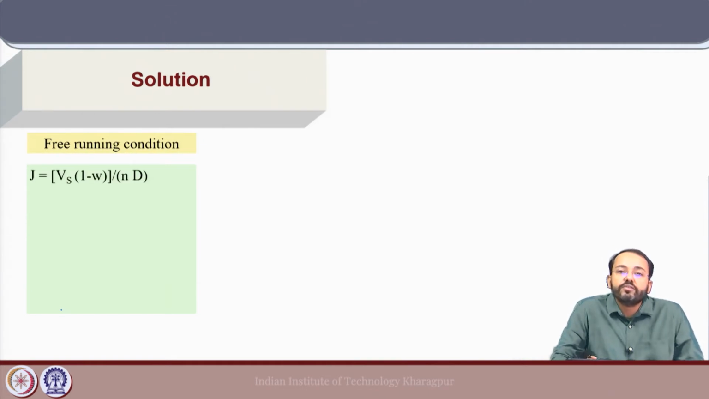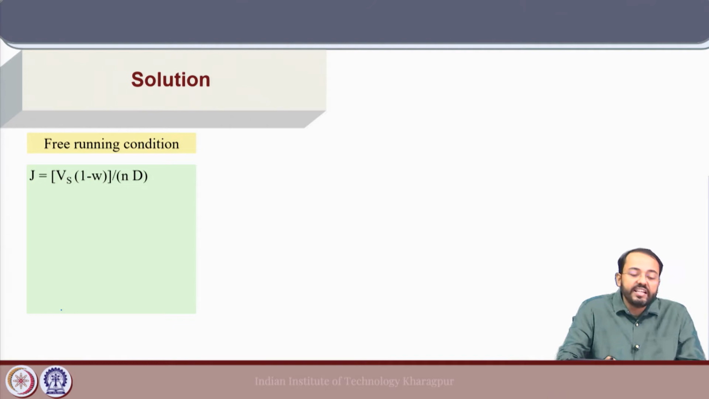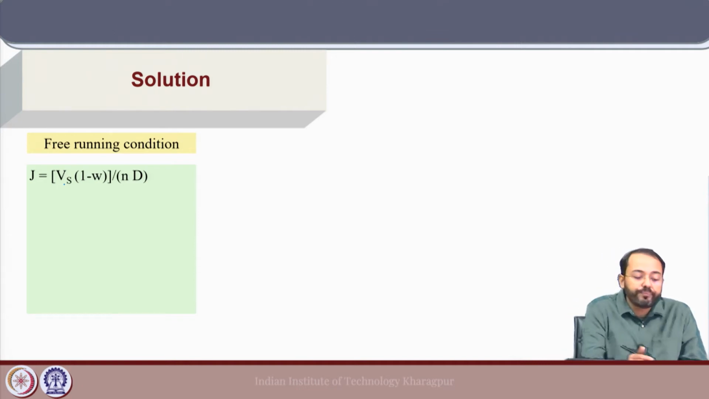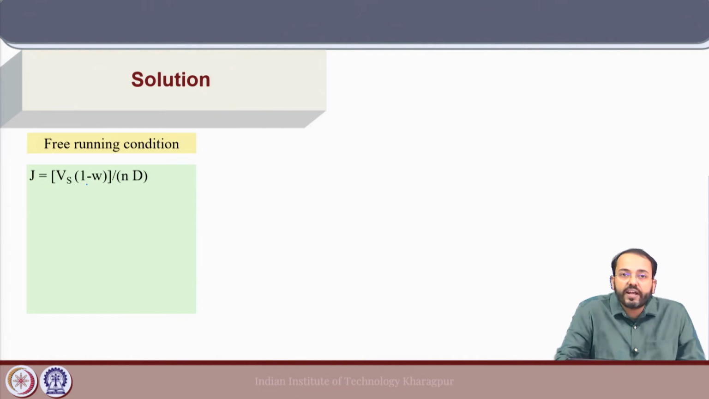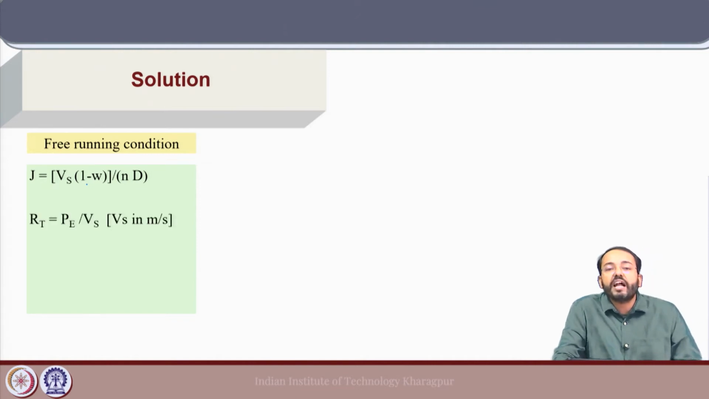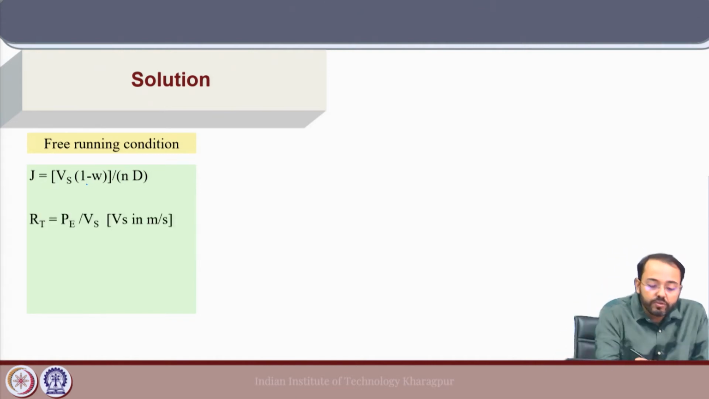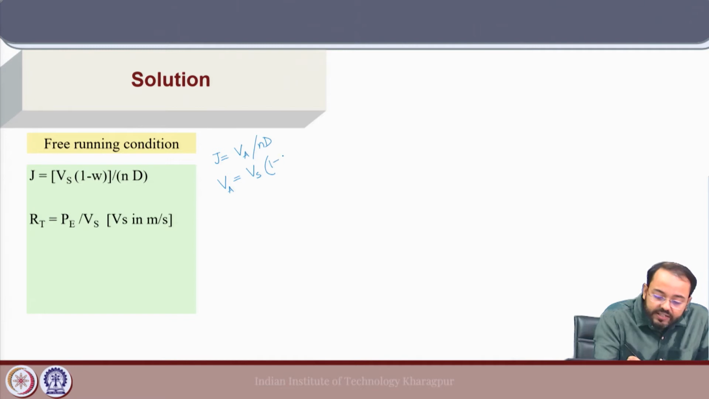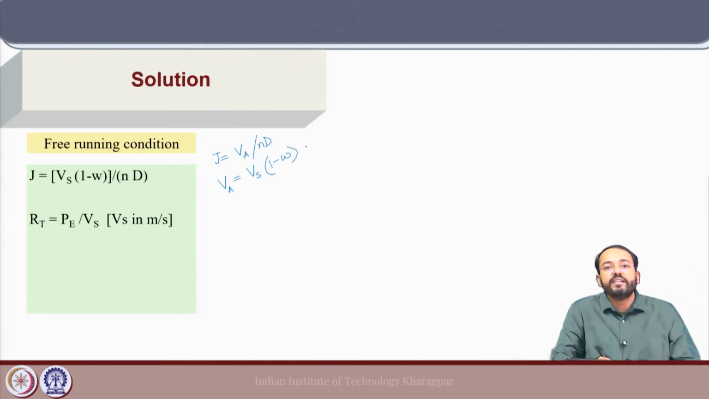So, let us look into the free running condition. Here we can calculate the advance coefficient J based on the ship speed, Vs, the wake fraction and the propeller RPM and diameter. So, J is Va by nD and Va can be written in this manner.